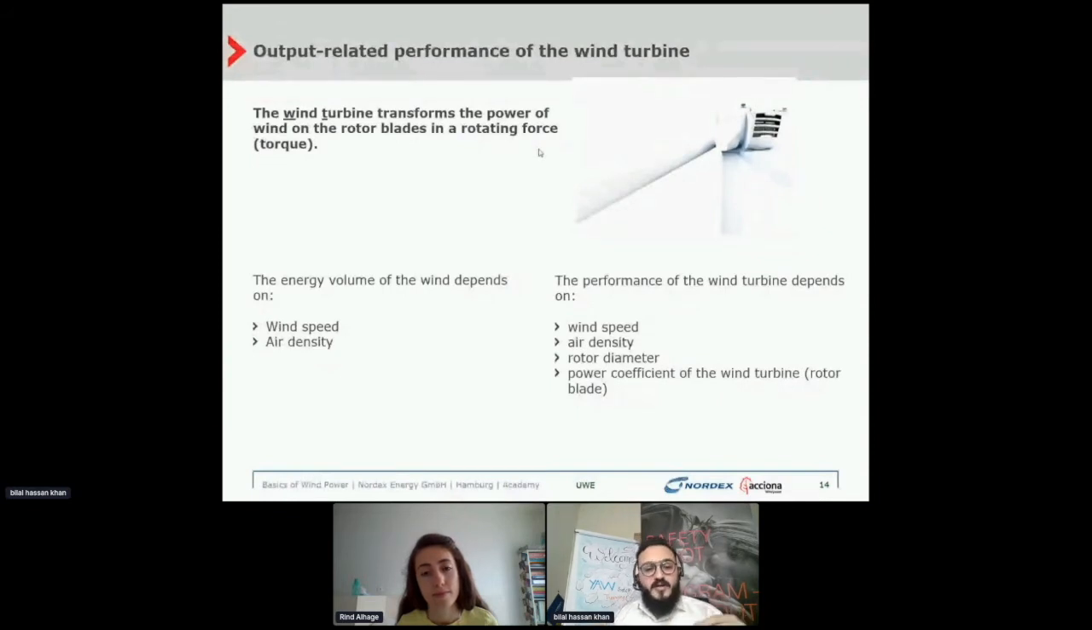Also, the rotor diameter, the size of the blade, and the surface area covered by the blades will also affect the performance of the turbine. And one more thing which affects the performance of the turbine is the power coefficient of the wind turbine. It is the design of the blades and rotors. So this also affects the turbine performance.